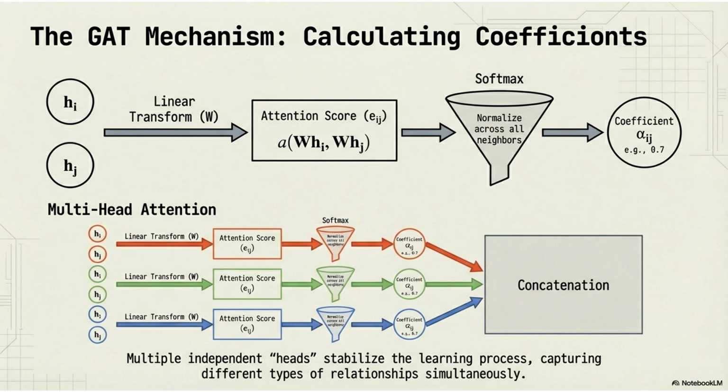Here we are showing the graph attention network mechanism: it calculates the coefficients from the linear transformation of the values and the concatenation. Here multiple independent heads stabilize the learning process, capturing different types of relationships simultaneously.